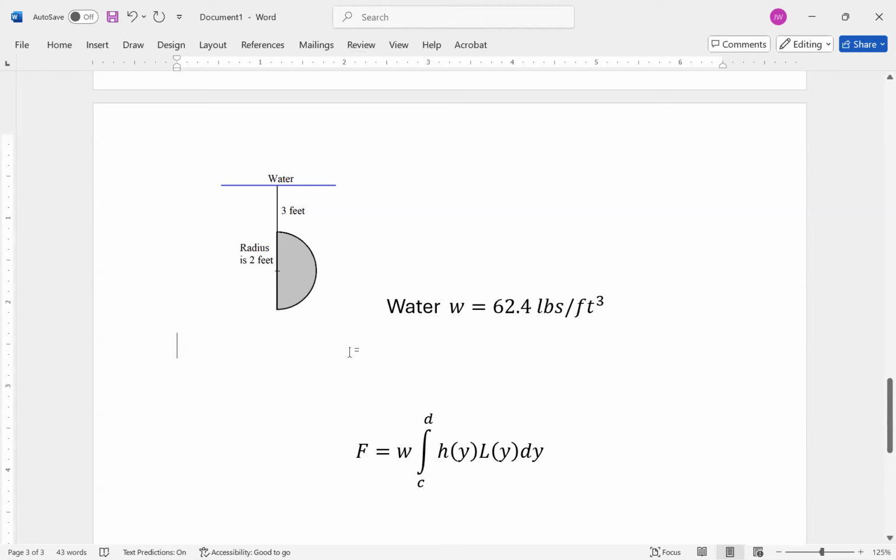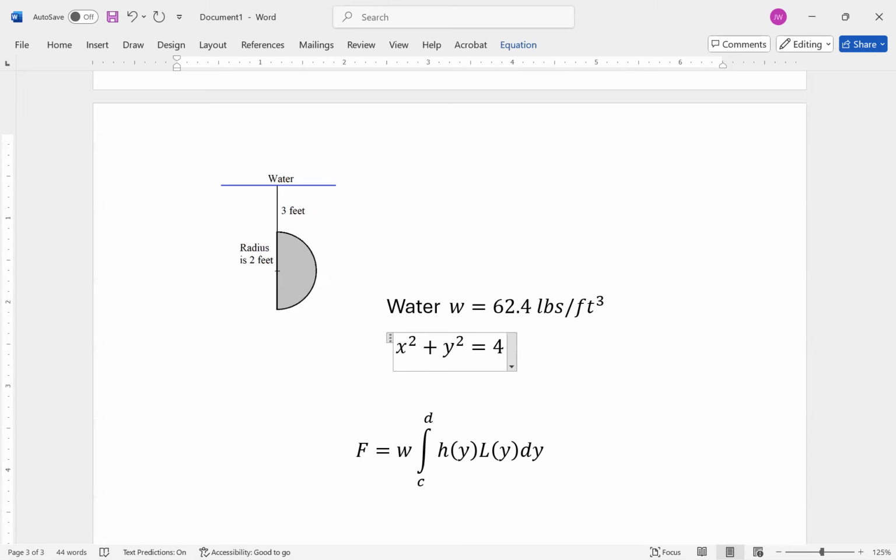All right, so let's go ahead and do this. Water weight density is 62.4 pounds per cubic foot. That'll tell me what to put into the W. We're going to integrate. Well, if I allow the origin to be the center of the circle, then the circle is going to have equation x squared plus y squared equals, radius is 2, so you're going to get 2 squared, which is 4.